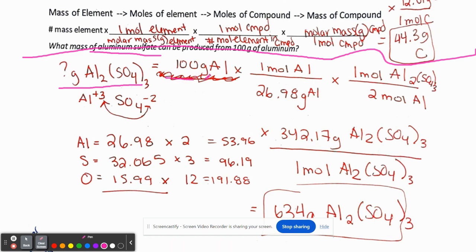Second part, write what you know. We know there's 100 grams of aluminum. We're looking for a mass. So we're going to take 100 grams of aluminum, and we're going to start with our formula, which says find the molar mass of that element on the periodic table. What's the mass of aluminum alone? 26.98 grams, and that's for every mole of aluminum. 1 mole of aluminum is equal to 26.98 grams. So your grams of aluminum should cancel.